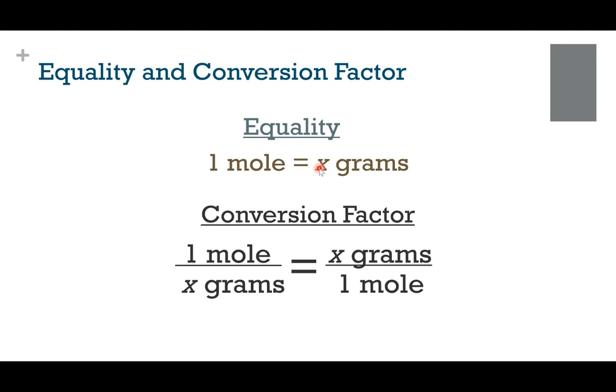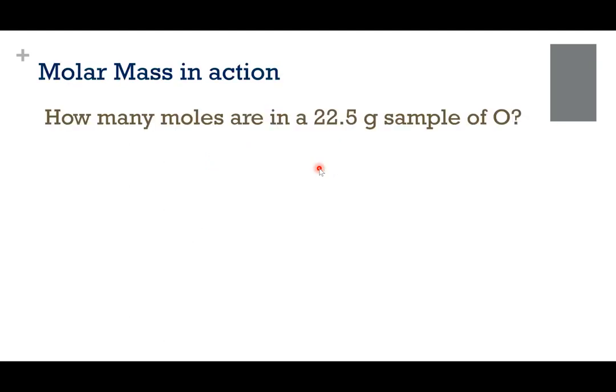If we have an equality, then certainly we can have a conversion factor. So mole on top, gram on bottom, gram on top, mole on bottom. Okay. So let's just knock out an example quickly together. So I want to know how many moles are in a 22.5 gram sample of oxygen.